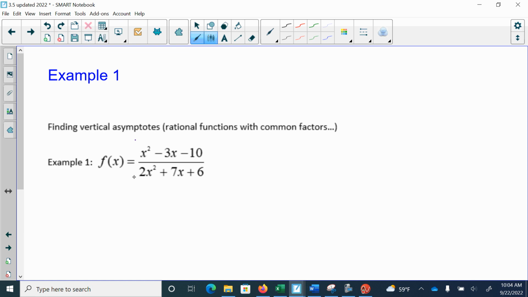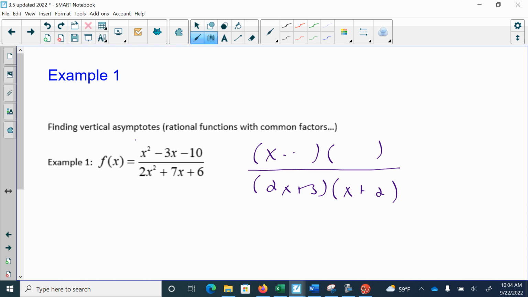So Nick, how would you factor the numerator? And then you're thinking about how to factor the denominator. So it's 2x plus 3, x plus 2. Minus 5. X plus 2. Okay, so everyone agrees with the factoring of that function, yes?